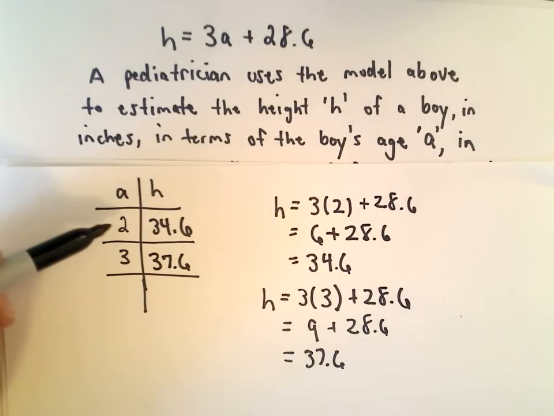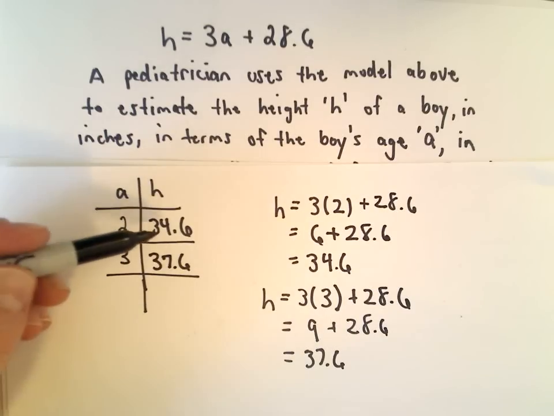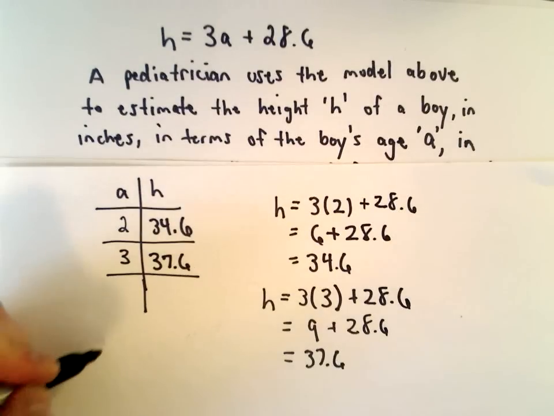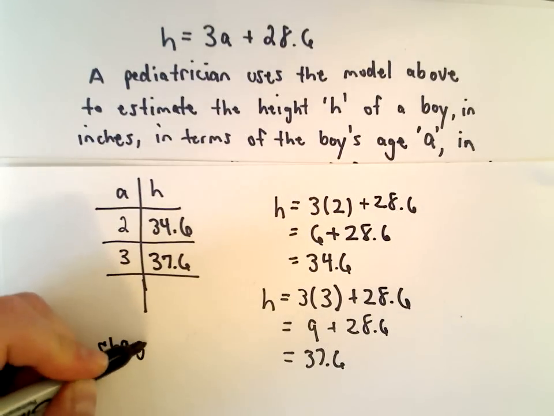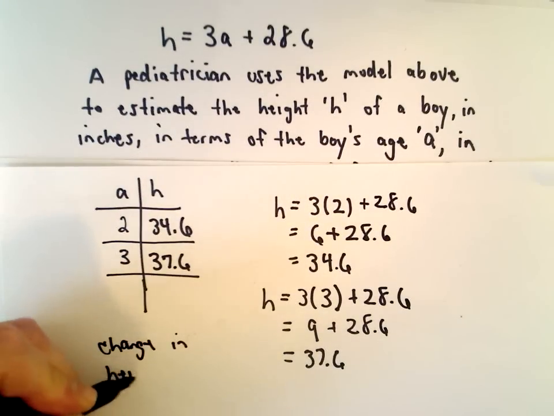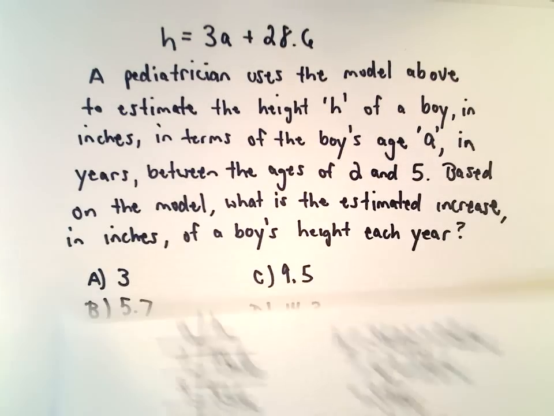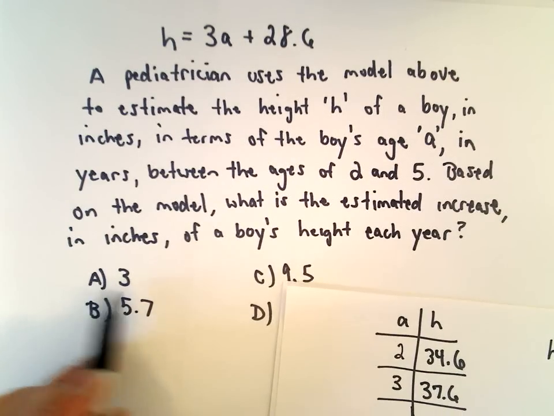Well, okay, let's see. So from the age of 2 to the age of 3, if we just take the difference, it looks like the change in height is 3 inches. So based on that model, answer choice A would be my correct solution.